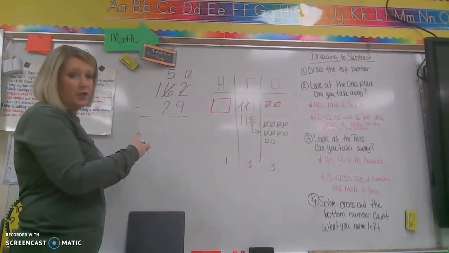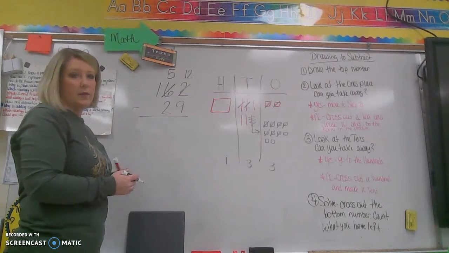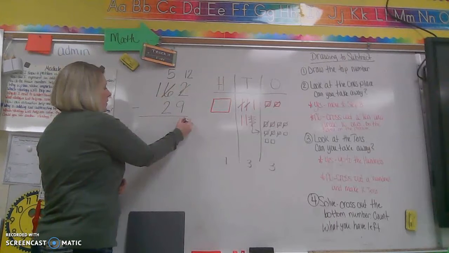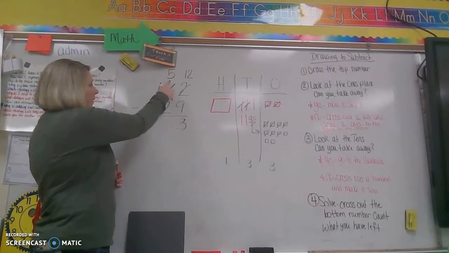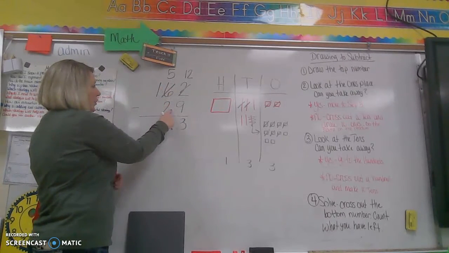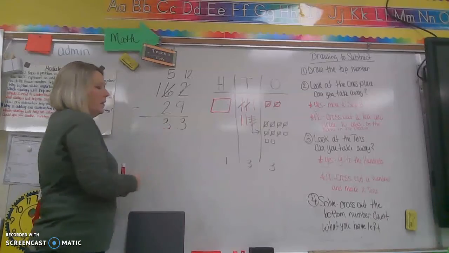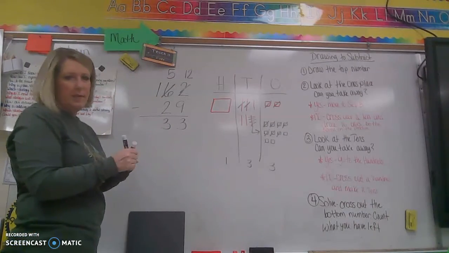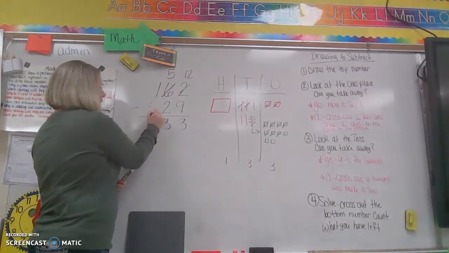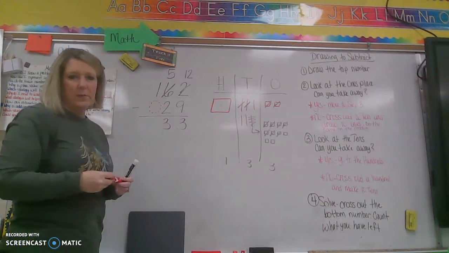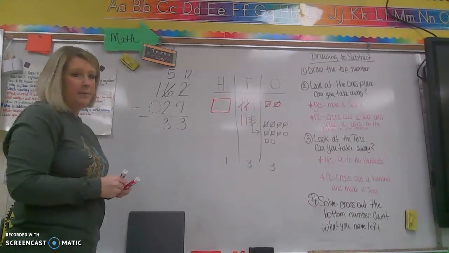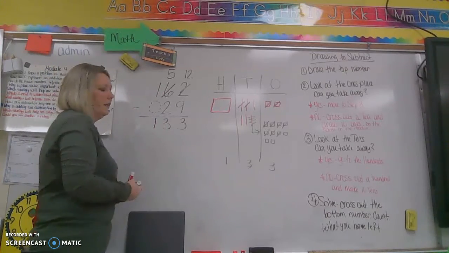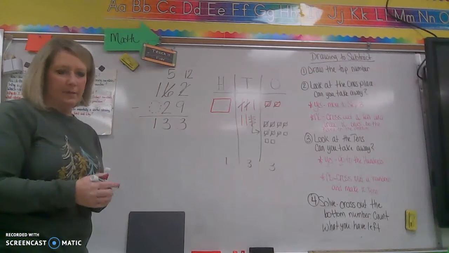So let's make sure that our problem is going to equal the same thing. 12 take away 9 is 3. 5 take away 2 is 3. And I've always told the kids that if there's an empty place, just imagine that there is a 0 there. Some of them like to draw a 0 there to help them. And 1 take away 0 is just 1 for an answer of 133.